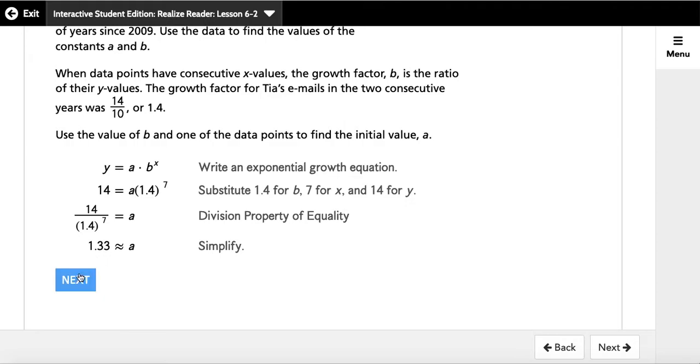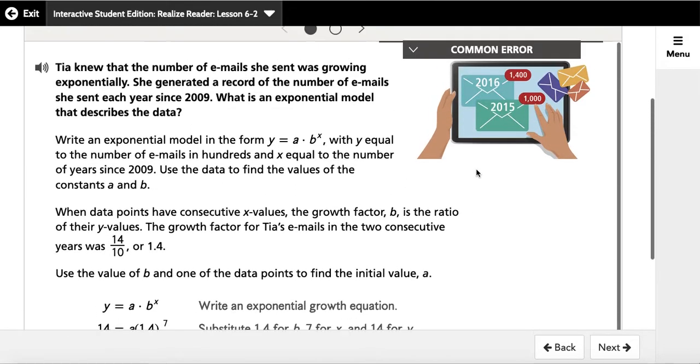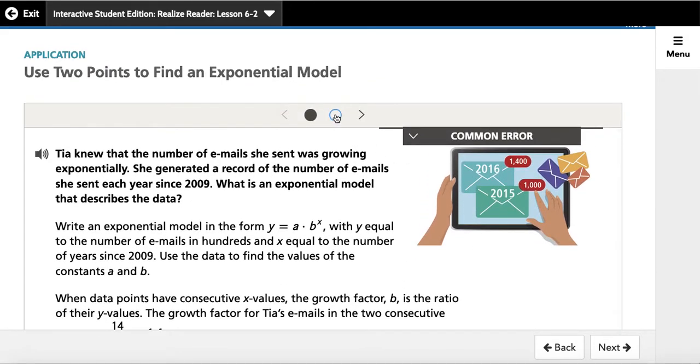So now that we know a is about 1.33, we can write that the equation is y equals 1.33 times 1.4 to the x. Okay? We're going to go through that in the next example. I guess it's one for us to try.